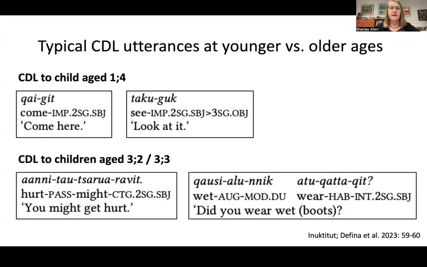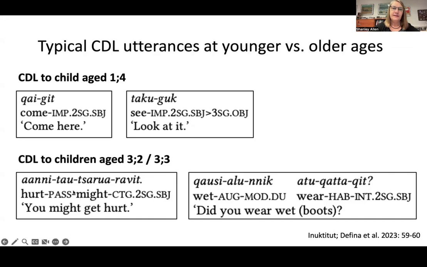And here are some examples of typical child-directed utterances at younger versus older ages. So here we see at the youngest age, 2 morpheme utterances. Both of these have a verb root and then a verbal inflection, and they both have imperative inflections, which is the type of inflection that's really predominant at the youngest ages. Not surprising, because the parents are telling the kids to do stuff.